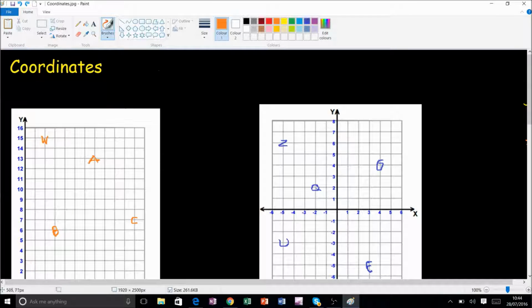And today we're going to be looking at coordinates, okay? So what do coordinates tell us? Coordinates basically tell us the location of something on a graph, okay? So they're usually given in the form like this. They usually look something like this, very, very similar to this.